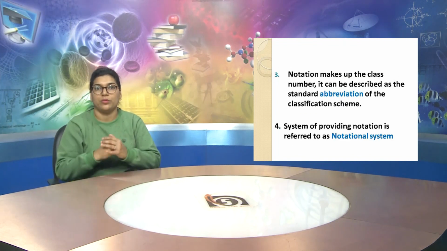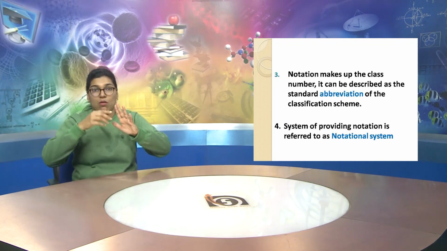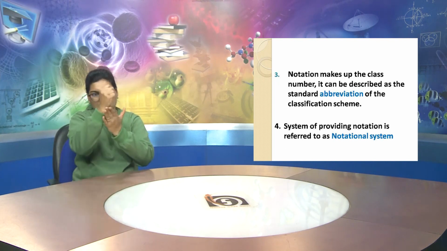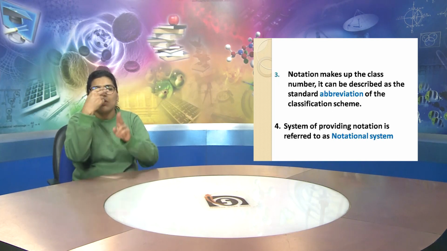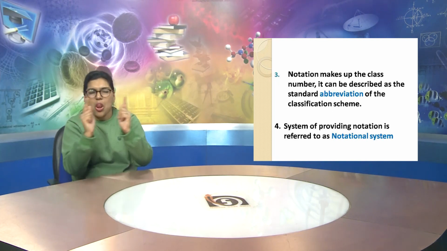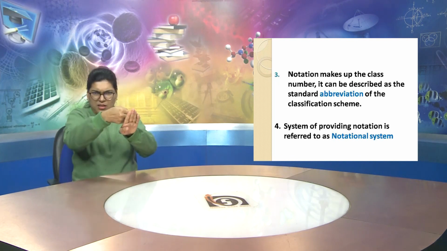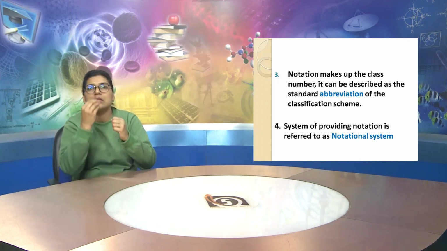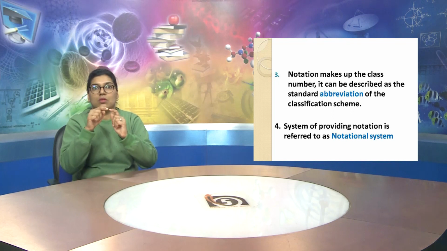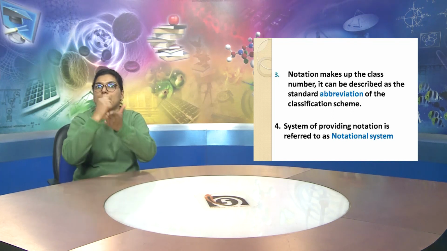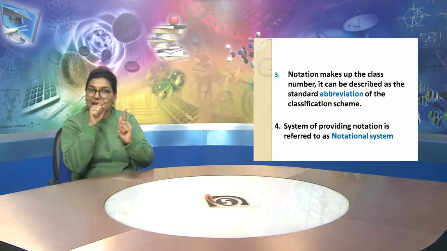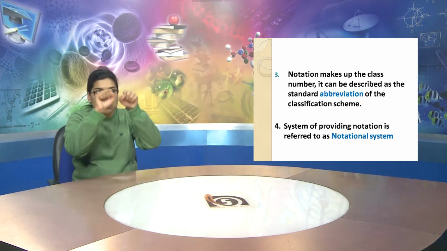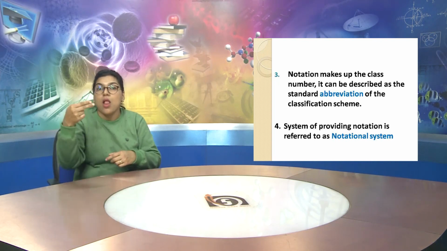Point 3. Notation makes up the class number and it can be described as the standard abbreviation of the classification scheme. So, in library you must have seen in every book there is a number written, and notations are used for that purpose. Point 4. System of providing notation is referred to as notational system.